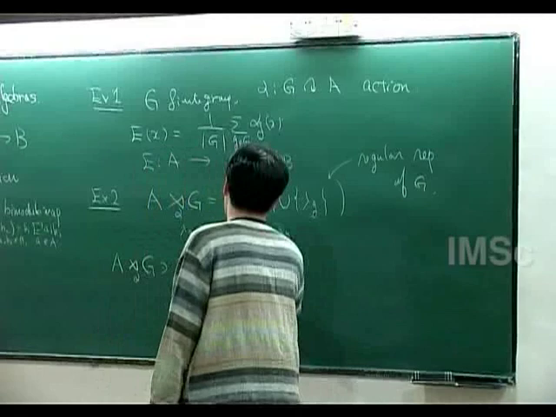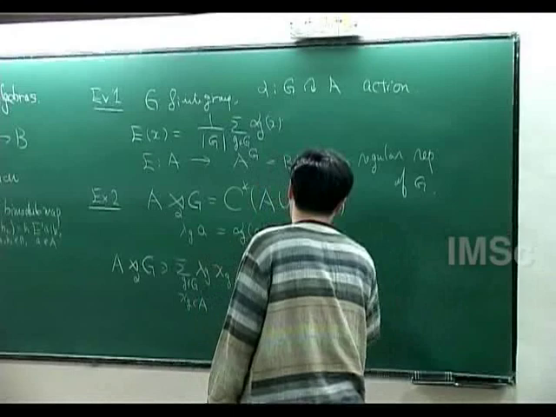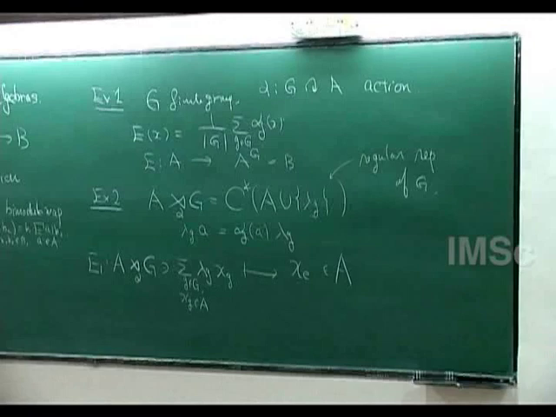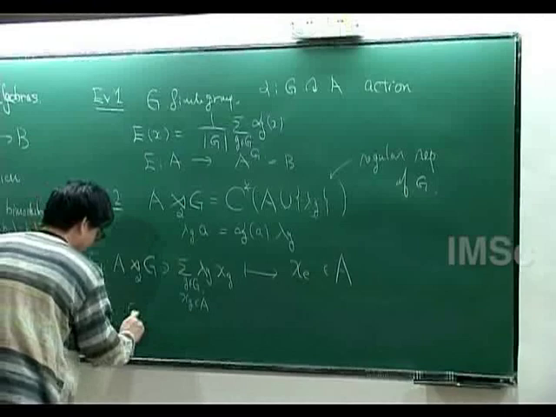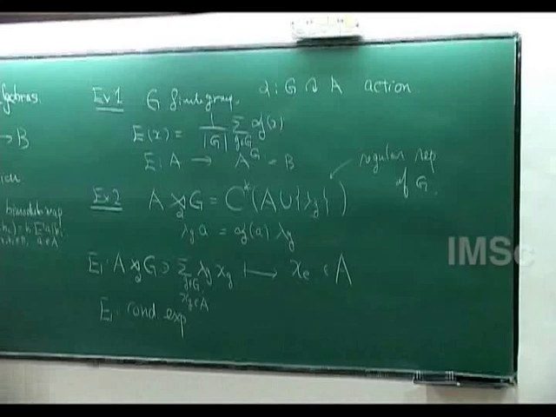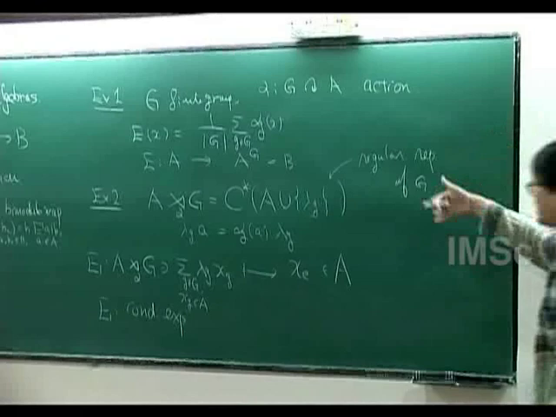Then you can consider this map, sending this to just this element. Let's call this map, say, E1. Then this is again a conditional expectation. So E1 is a conditional expectation. Again, it's easy to see that E1 satisfies these conditions. Right, so these are typical examples. And in a sense, E and E1 are dual to each other. I'll explain what it really means.